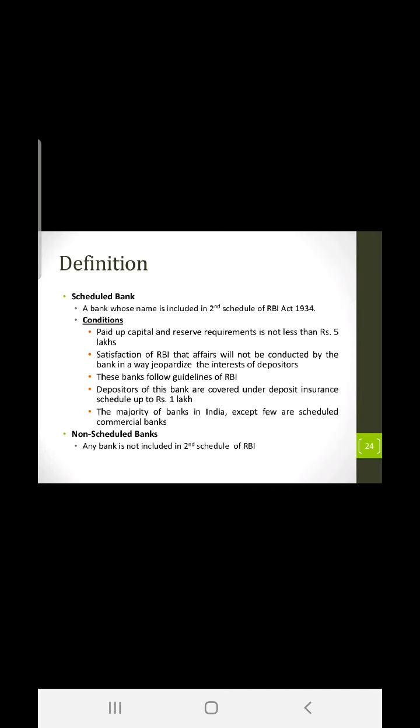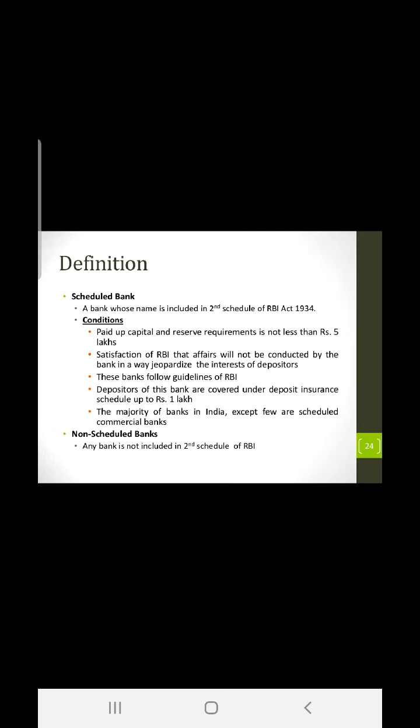Next, the schedule. What is the definition of schedule? The banks whose name is included in the second schedule of the RBI Act 1934. Whatever act was enacted in 1934, whose name was RBI Act 1934, in that law those banks having their name in the second schedule are known as the scheduled banks. What are the conditions for a scheduled bank?